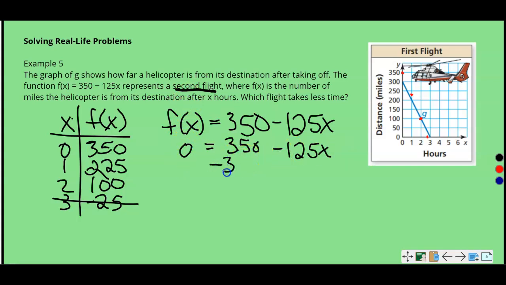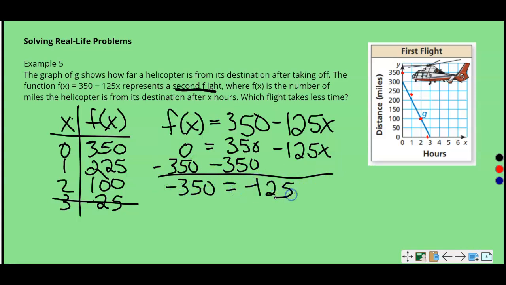So if you subtract 350 from both sides, we're going to get negative 350 equals negative 125x. Divide by negative 125 on both sides.